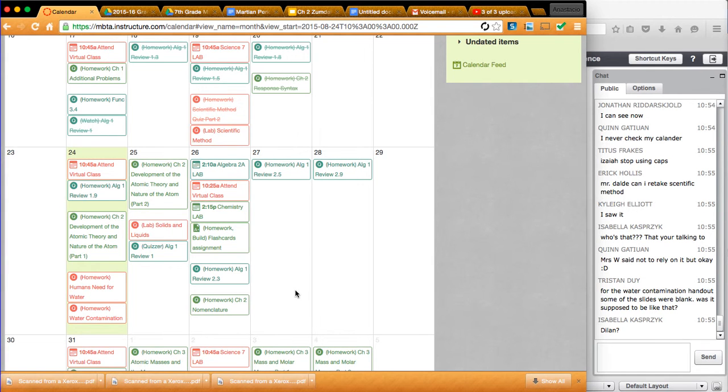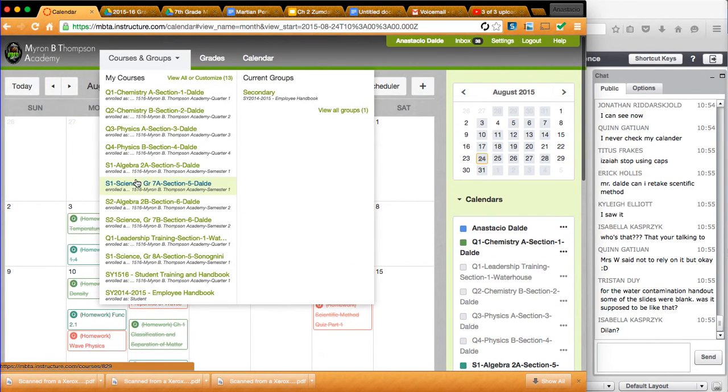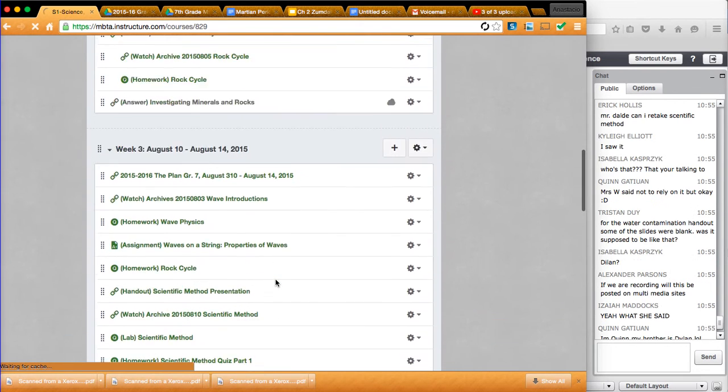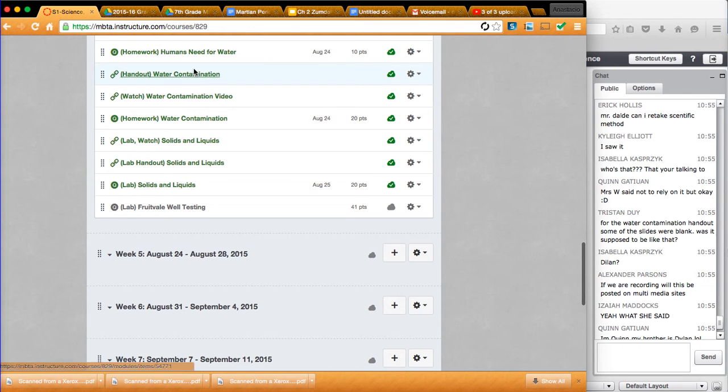The water contamination handout slide was blank. Is it supposed to be like that? I'll tell you what, why don't we spend some time today fixing up the class, because it looks like it's a little bit broken. I apologize. All right, let's see. Water contamination slide is blank. Let's look at this homework. You're talking about the handout.